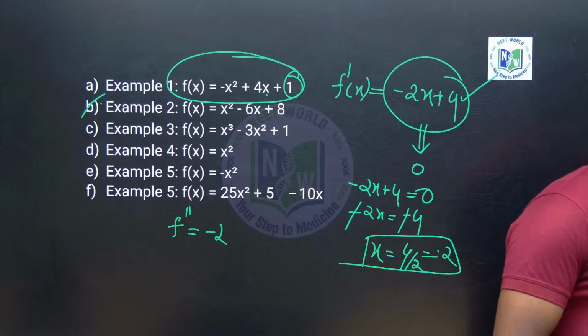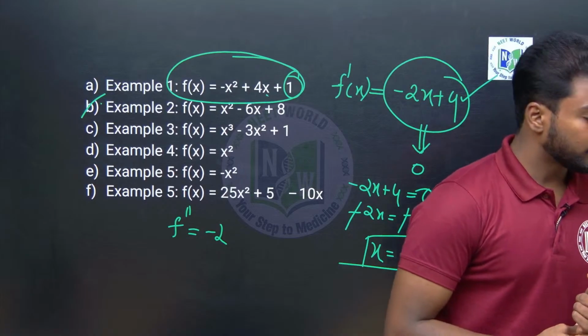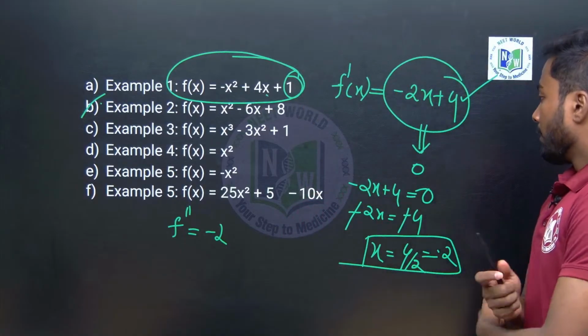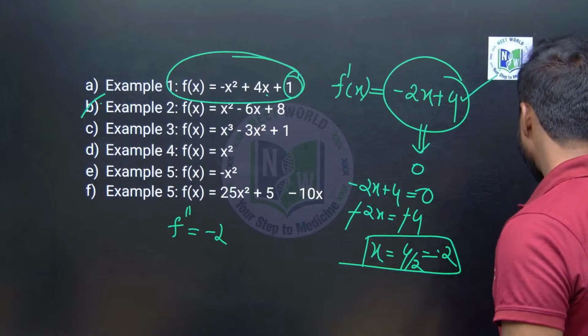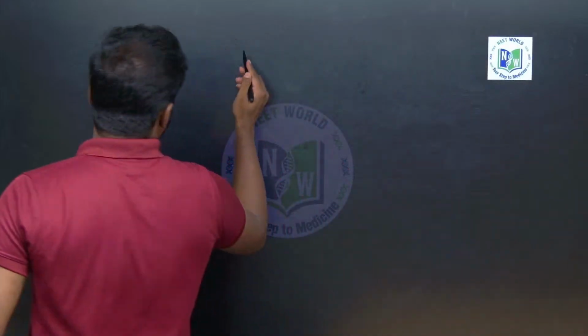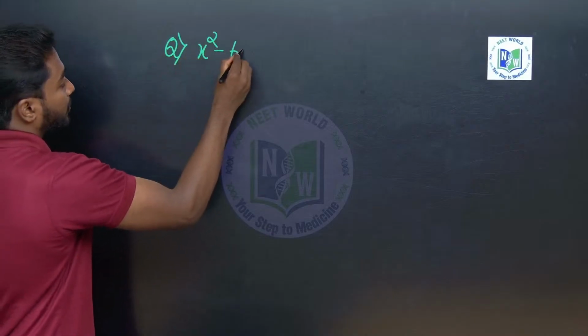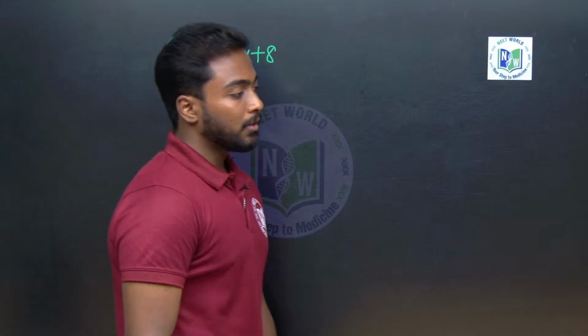Do the second question and give the answer. X square minus 6x plus 8. I will write the question here. The question is x square minus 6x plus 8. Find the maxima and minima for the given function.